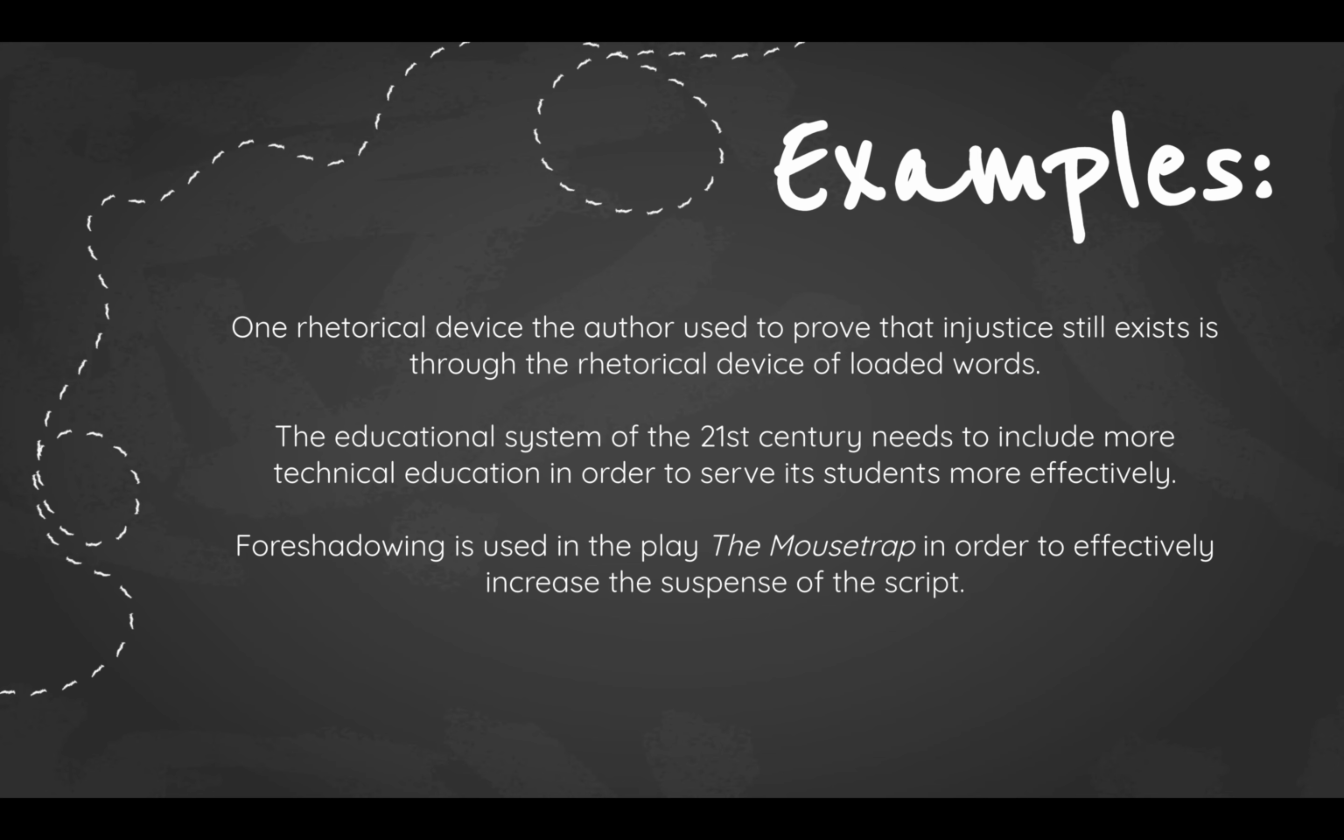And then the third one would be more for a literary analysis. Foreshadowing is used in the play The Mousetrap in order to effectively increase the suspense of the script. So I know they're going to talk about foreshadowing. Foreshadowing is going to be their example in this particular one. So those are your topic sentences, with some different examples.